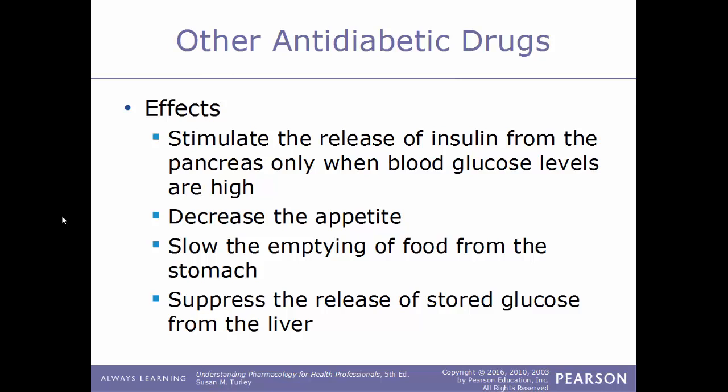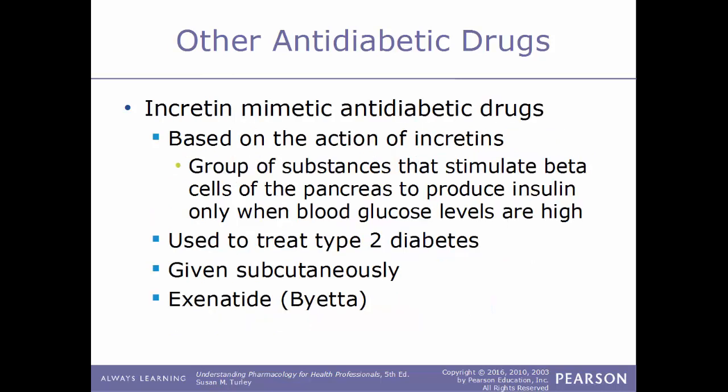Or they may act by suppressing the release of stored glucose from the liver. Another type of antidiabetic drugs, incretin mimetics, are based on the action of incretins. These are a group of substances that stimulate the beta cells of the pancreas to produce insulin, but only when the blood glucose levels are high. These are used to treat type 2 diabetes and are given by a subcutaneous injection. An example of this kind of drug would be exenatide, sold under the trade name Byetta.